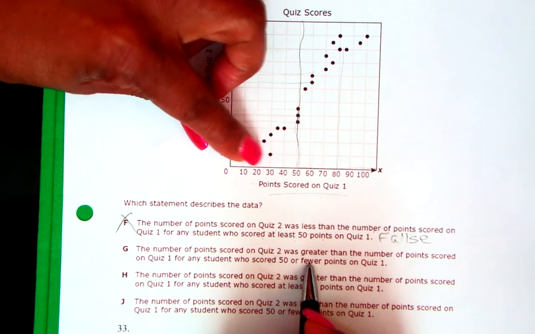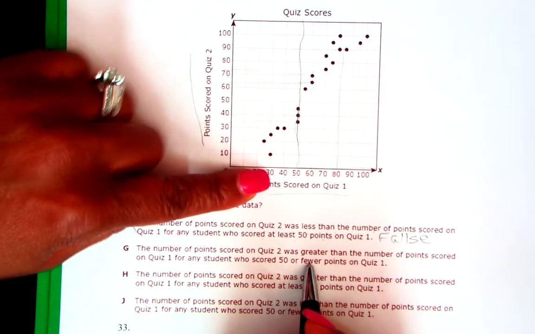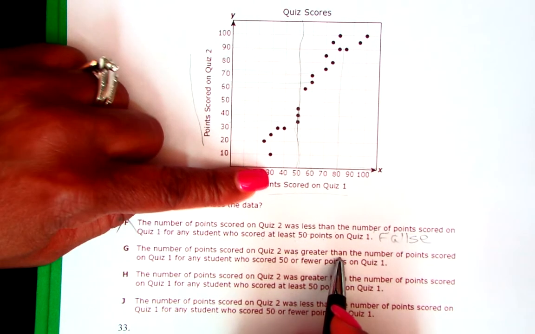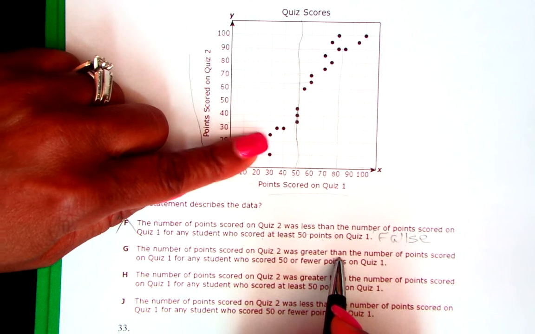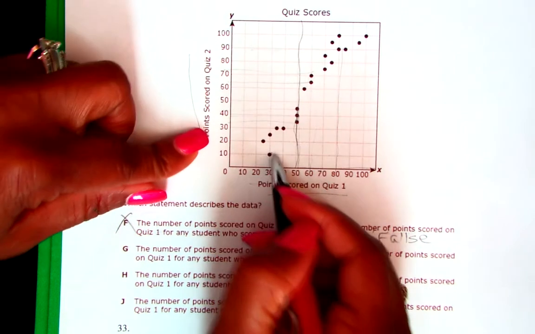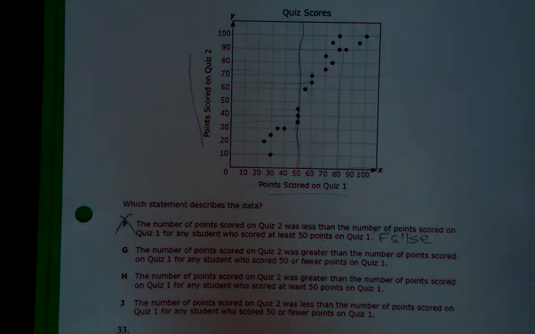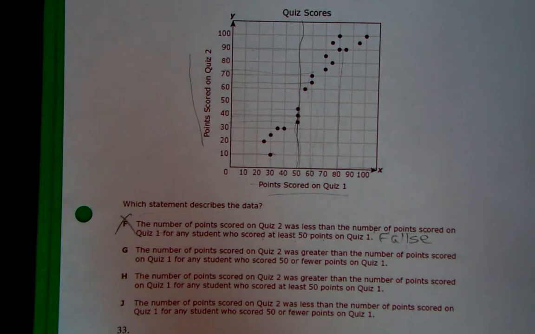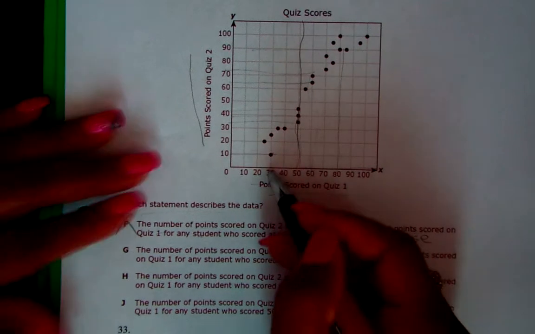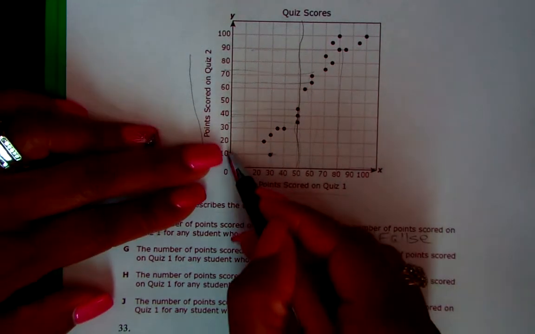So we're coming back over this way now. If I go here, 30, the quiz was greater than 30. If they did 30, that was 10 on quiz 2. Really? Why are they trying to trick us? So for 30 points on quiz 1, it was 10 on quiz 2.